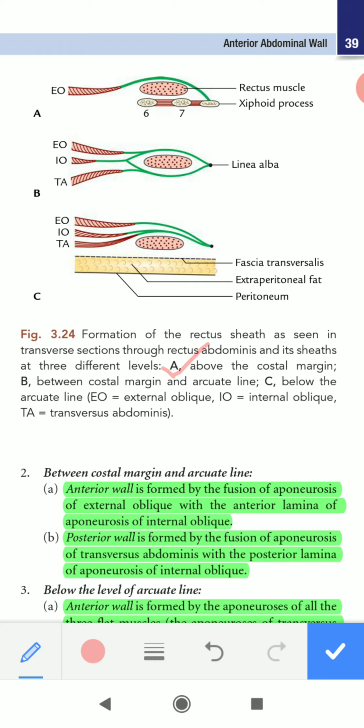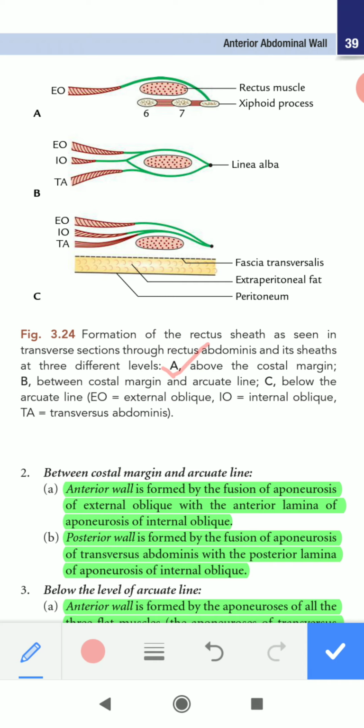Now come to the part between the costal margin and the arcuate line. The anterior wall of the rectus sheath is formed by the external oblique aponeurosis and the anterior lamina of the internal oblique aponeurosis. And the posterior wall, here it is present, is formed by the aponeurosis of the transversus abdominis and the posterior lamina of the internal oblique aponeurosis.